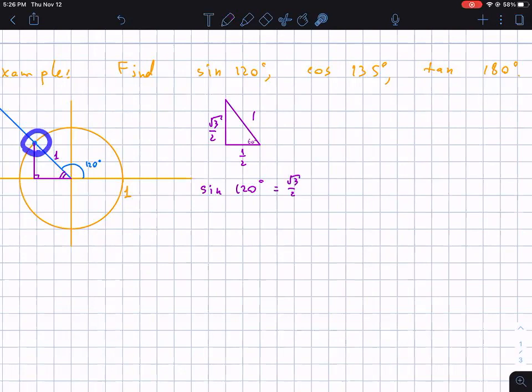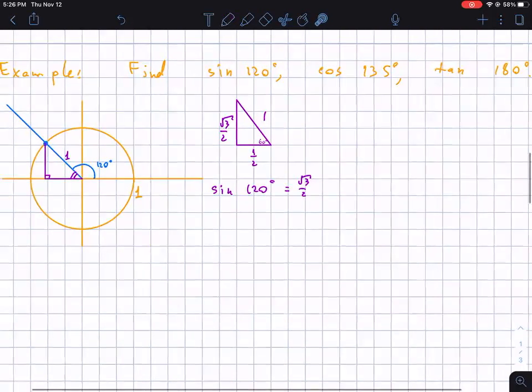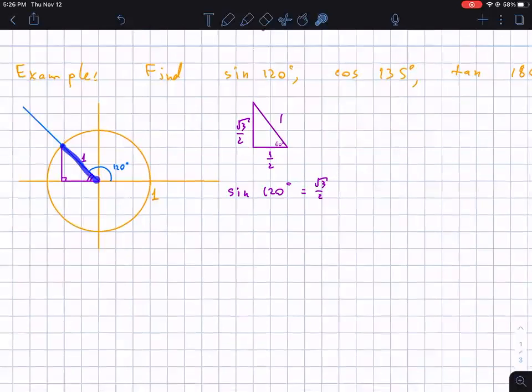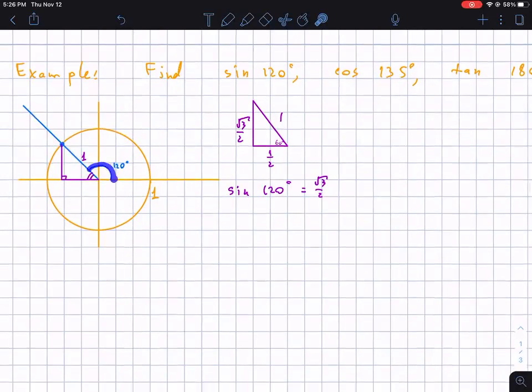Wait, how did you determine radical 3 over 2 and 1? Well, the radius of the circle is 1, right? It's a unit circle. And if you know that this is 120 degrees, then the purple angle has to be 60, right? Makes sense? Wait, so then how did you determine radical 3 over 2 then? Well, this is a 30, 60, 90 right triangle. Oh, okay. Okay, all right. So now let's do the next one.